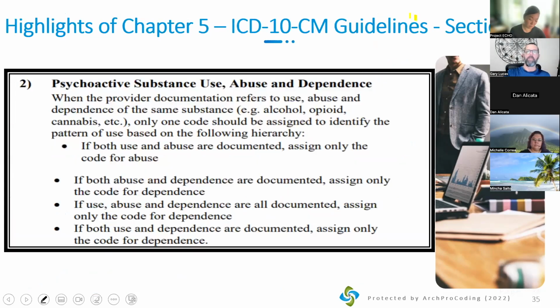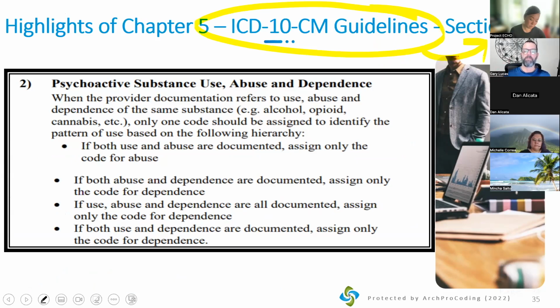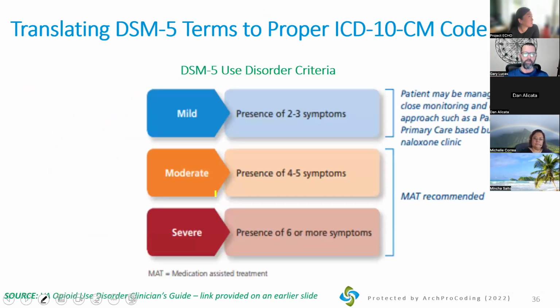Here is from the ICD-10 guidelines themselves, as I'm always giving you the sources, from section 1C on what you would do if you find both words, use and abuse, in a note, or abuse and dependence in a note. There's a very important hierarchy here below. If both use and abuse are documented, only code abuse. If abuse and dependence are documented, only code dependence. And so this is kind of the foundational issue related there.